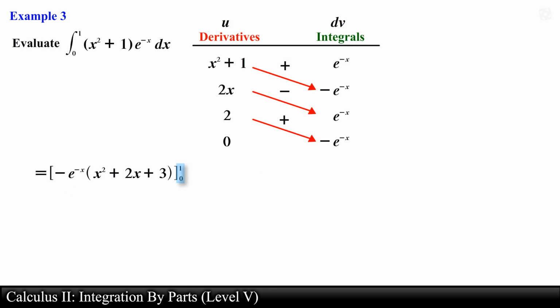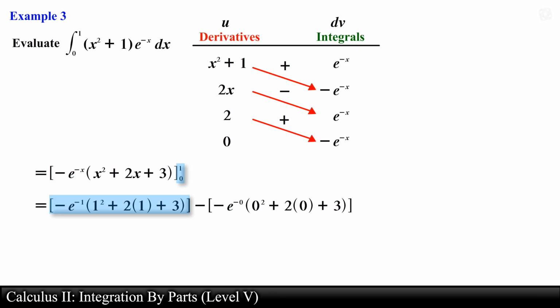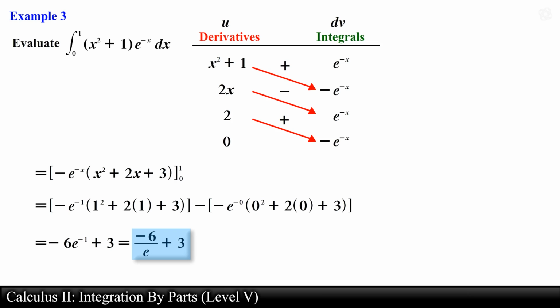Now we evaluate it from 0 to 1. The terms in the left bracket signify as follows, and the terms in the right bracket signify as follows. So the definite integral is equal to negative 6 times e to the negative 1 plus 3, or written in another form as negative 6 over e plus 3, and yet in another form as the quantity negative 6 plus 3e over e. Alright, in our next and final video on integration by parts, we will go over examples that require the application of multiple integration techniques.